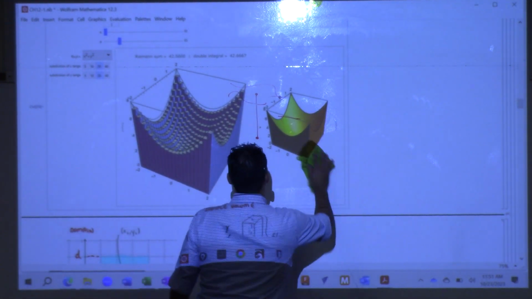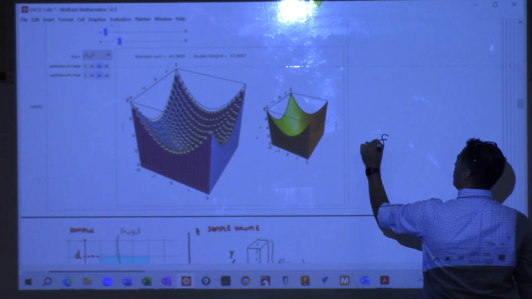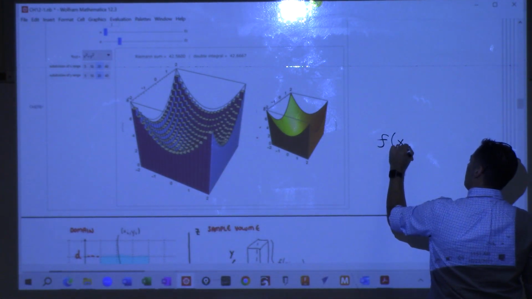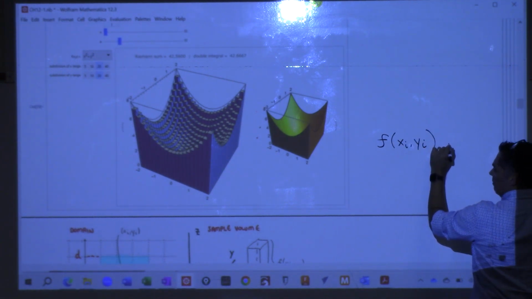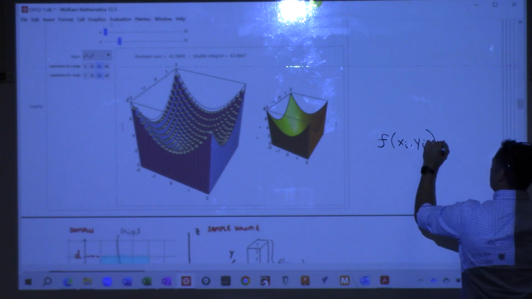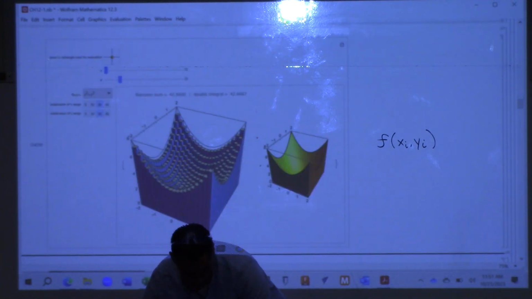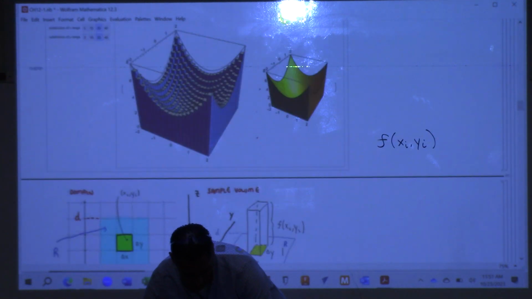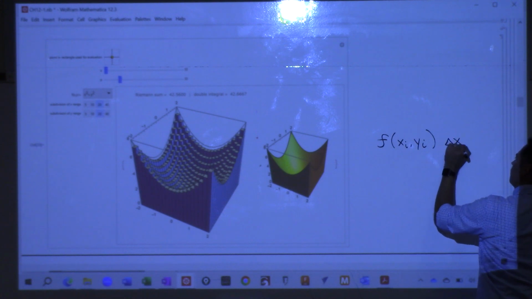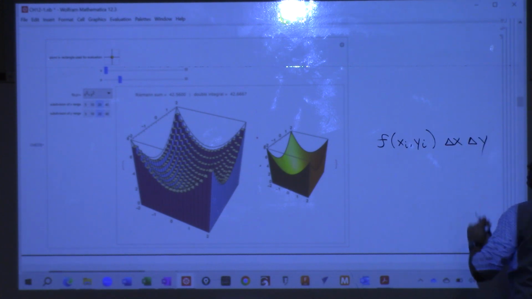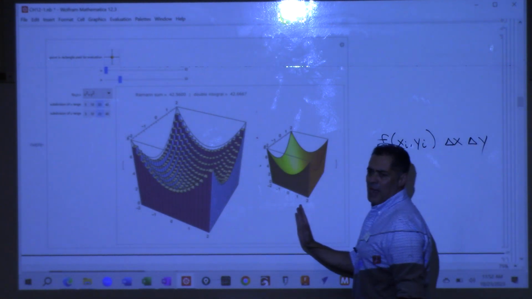We have all these blocks to add up, right? We have this formula for the volume. It's the function evaluated at some point in there times the, did I use delta? Yeah, I did delta, okay. So delta x, delta y, right? So that's the volume of one of these blocks. So the way I'm going to add them up is this.